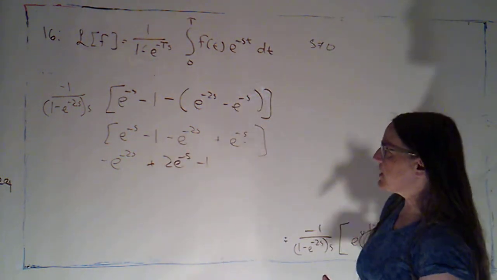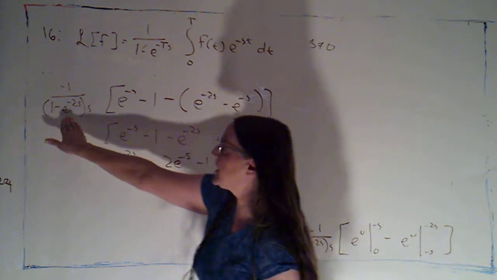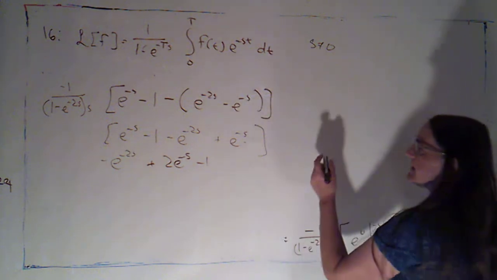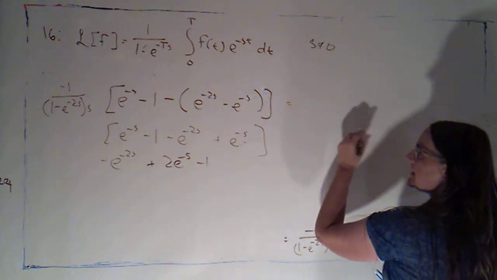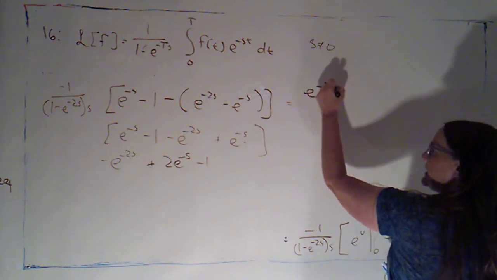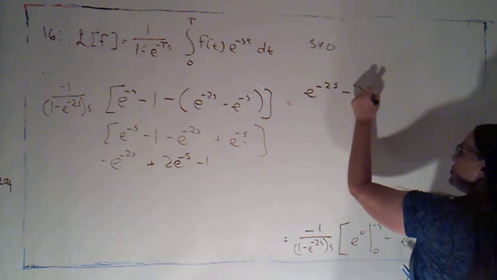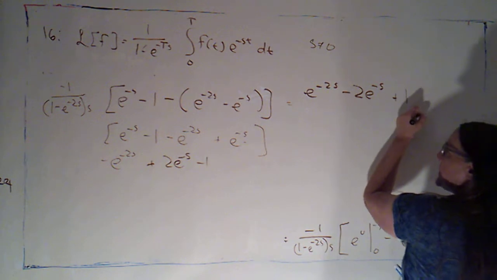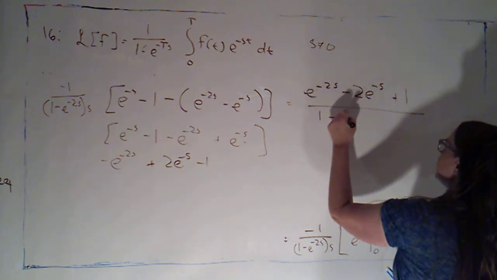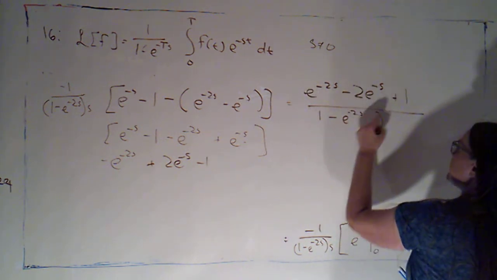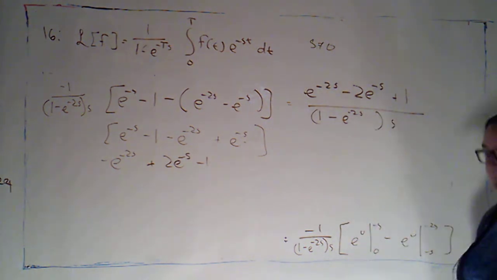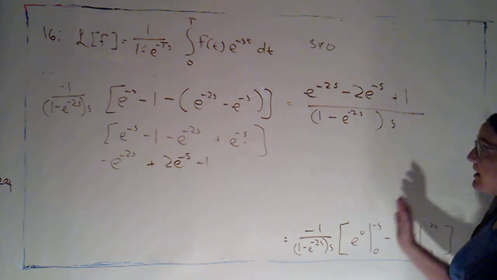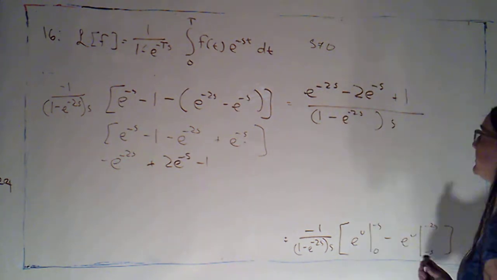Now because this whole thing is getting multiplied by this fraction, I'm just going to distribute that negative 1 to each of these pieces on top. So that's going to make it positive e to the negative 2s minus 2e to the negative s plus 1 over 1 minus e to the negative 2s times s. Now, that is a correct answer. We plugged into our formula and we simplified things.